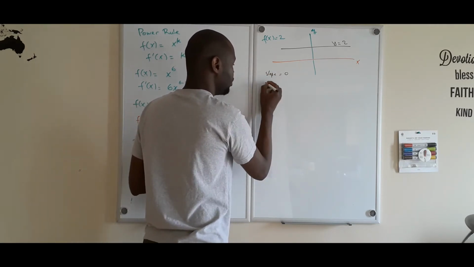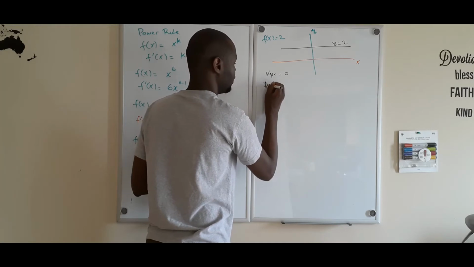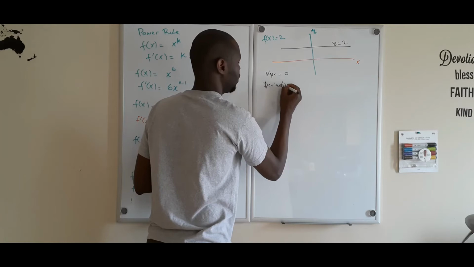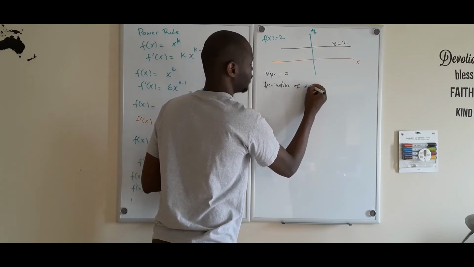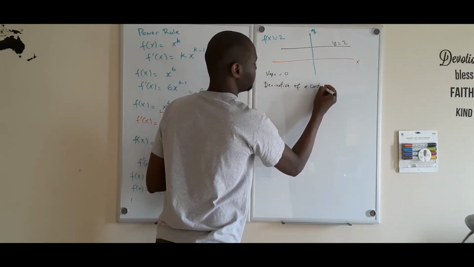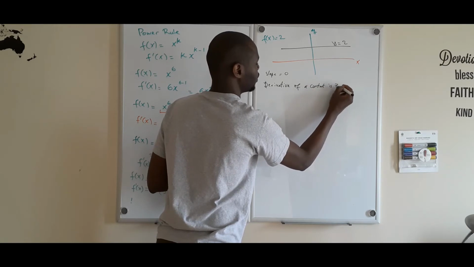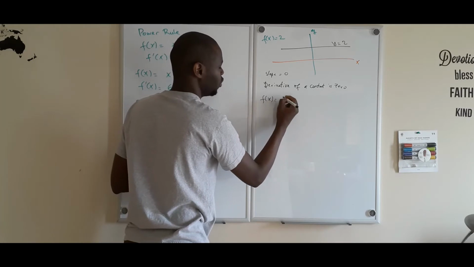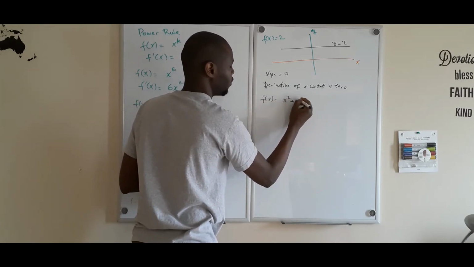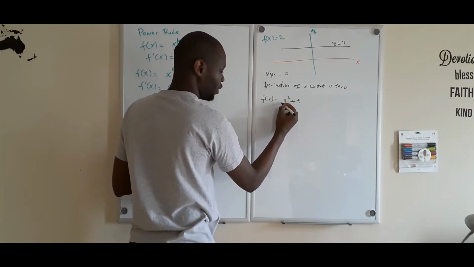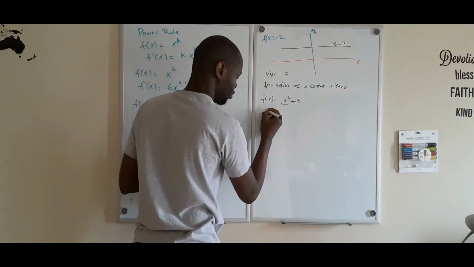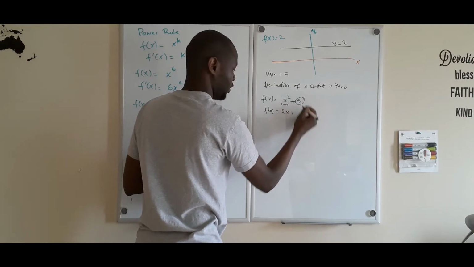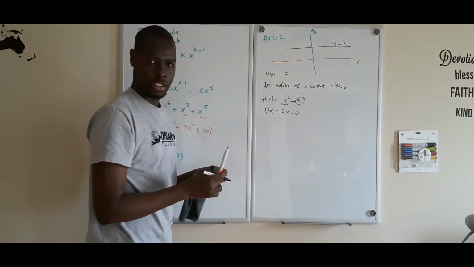Therefore, we can say that the derivative of a constant is 0. So if you're given f of x equals, let's say, x squared plus 5, you will evaluate this derivative as, so f prime of x will be 2x, but this one equals 0 because the derivative of a constant is 0.